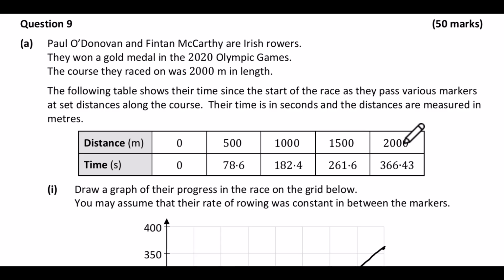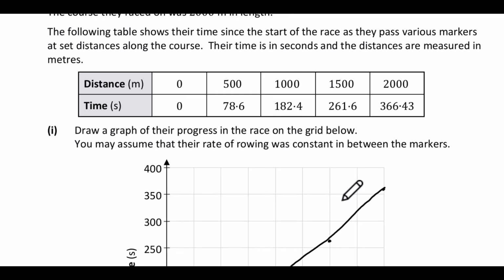Paul O'Donovan and Fintan McCarthy are Irish rowers. They won a gold medal in the 2020 Olympic Games. The course they raced on was 2,000 metres in length. The following table shows their time since the start of the race as they passed various markers at set distances along the course. Their time is in seconds and the distances are measured in meters.